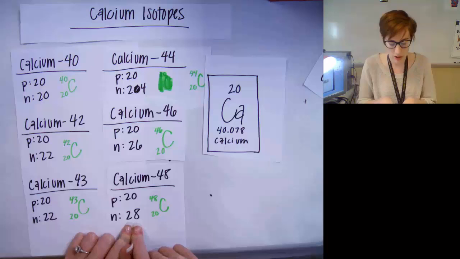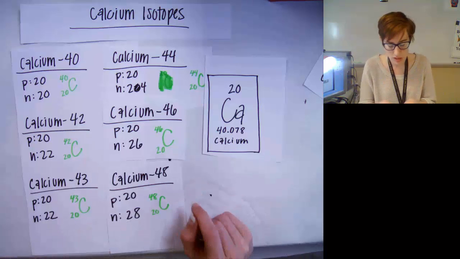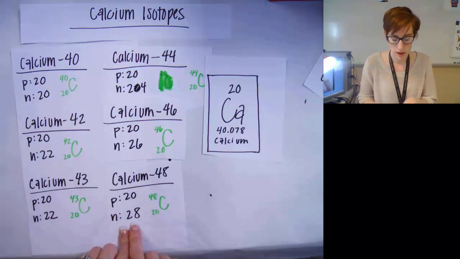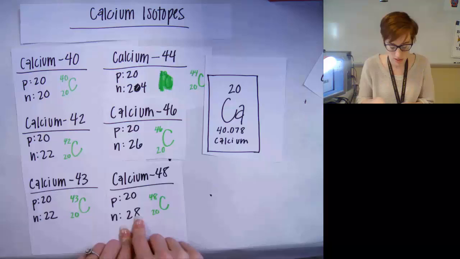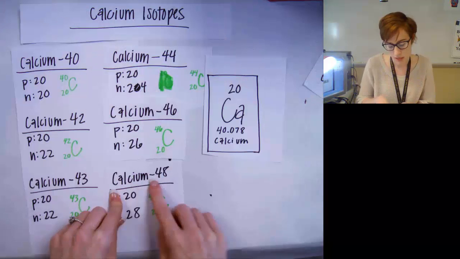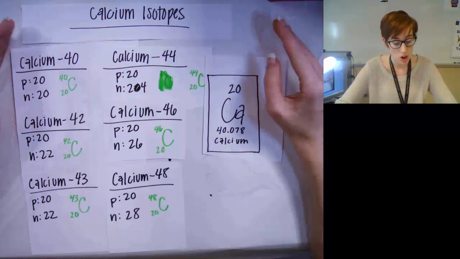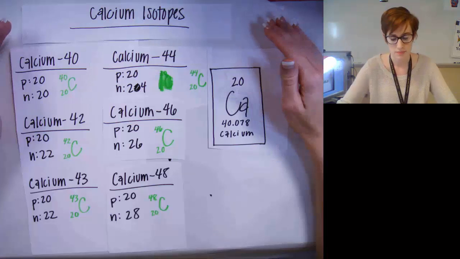When we were trying to figure out how to write the isotope notation for calcium, all we have to do is add together the protons and the neutrons to get the mass number, and we would write it as calcium-48, because 48 is the mass number. You can also write the isotope notation using the symbol, the atomic number on the bottom, and the mass number on the top left. What would we call these 6 different atoms? Well, we would call these 6 different isotopes of the element calcium.